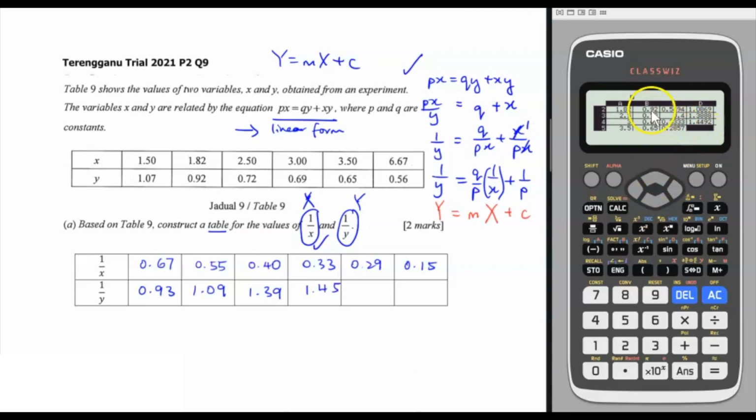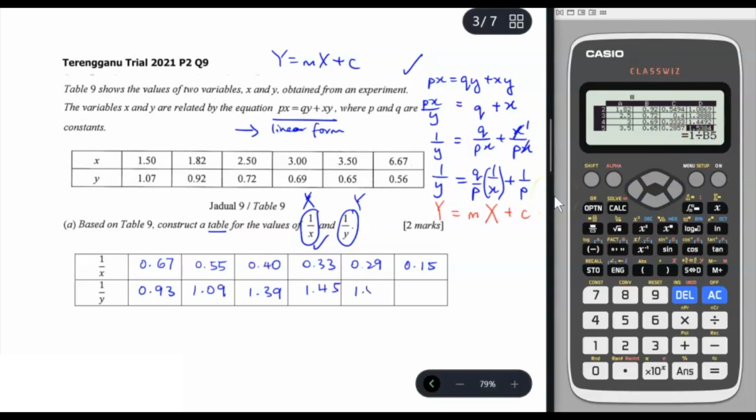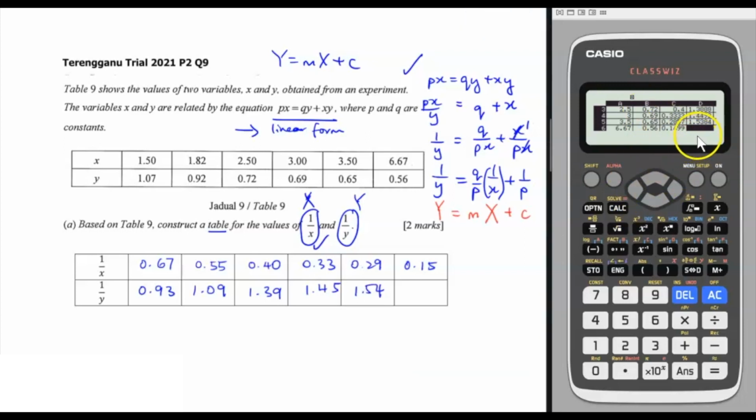So this one will be 1 over B5. Go to option 1. So 1 over B5, equals. So you get 1.5384, this is 1.54. And lastly, this is 1 over B6. Go to option 1. So 1 over B6, equals. You got 1.7857, which will be 1.79.